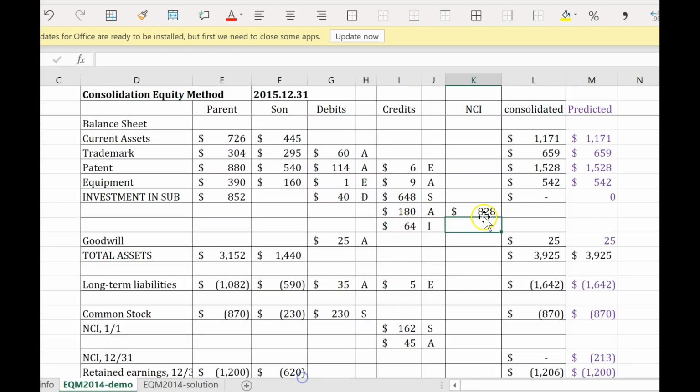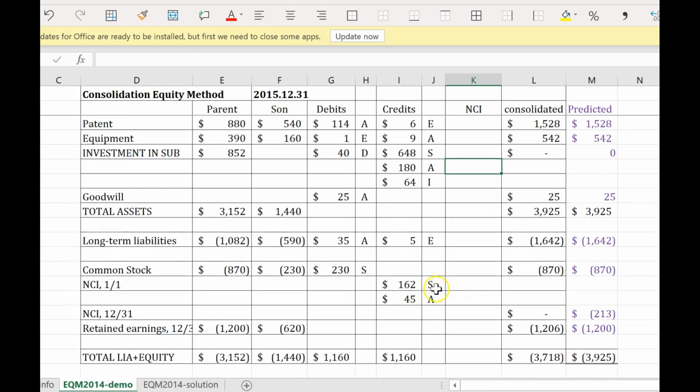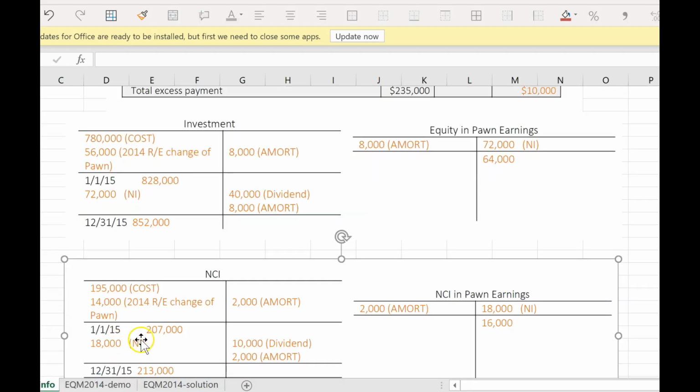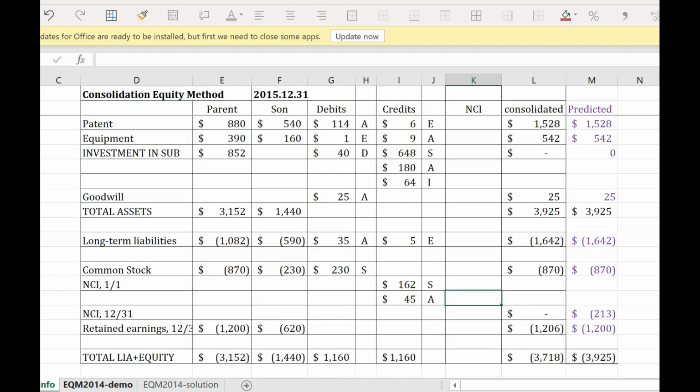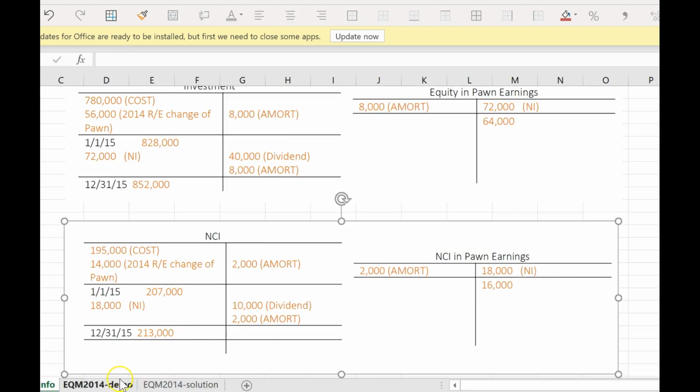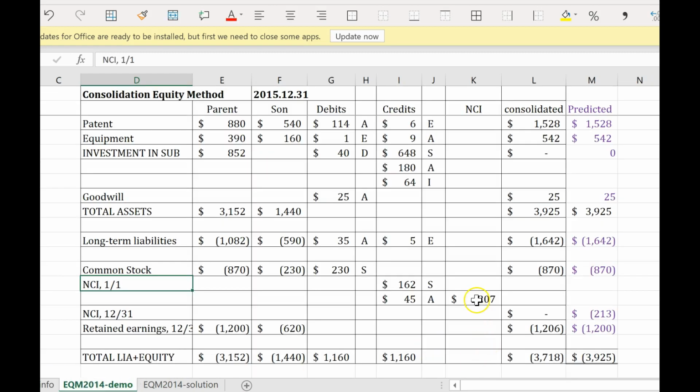So the S and A entry would correspond to the beginning balance of the investment, also the beginning balance of NCI, because NCI mirrors investment. So this would also be S and A. I'm going to add these two up. So 207 is basically the beginning balance of the NCI. You can see it from here. It's 207. So I have a beginning balance of NCI.